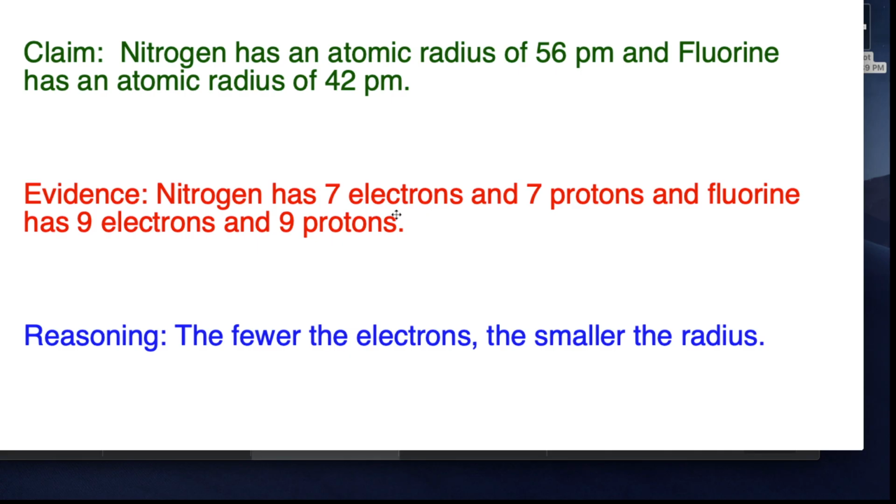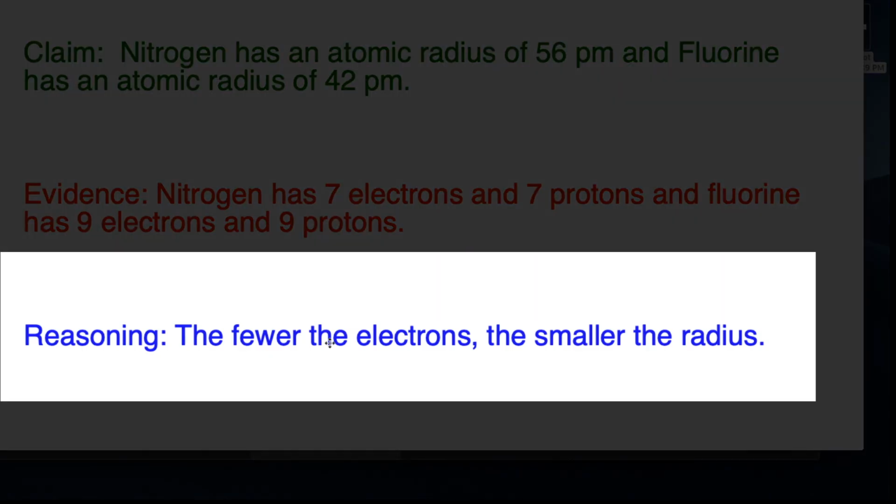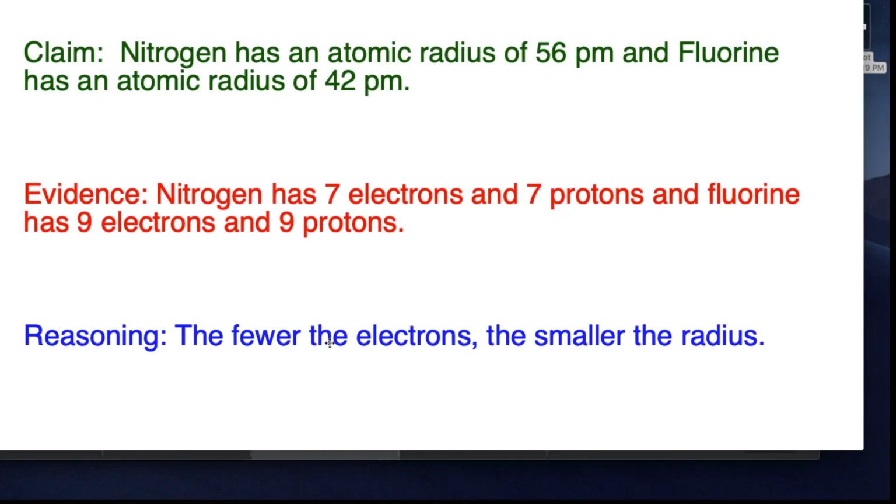Nitrogen has 7 electrons and 7 protons. Fluorine has 9 and 9, both true facts. The fewer the electrons, the smaller the radius. This is very common for students to do. The one with fewer electrons means it's smaller. And yet, the claim is directly in dispute of that. Nitrogen has a larger radius and has fewer electrons. So down here, when they say the fewer the electrons, the smaller the radius, they're actually contradicting the claim.